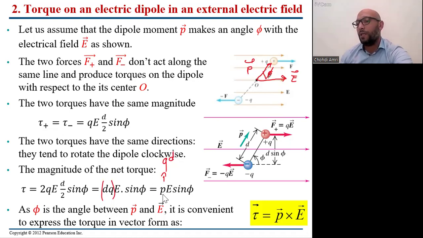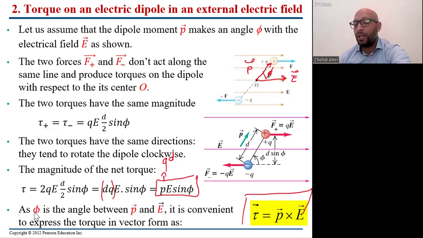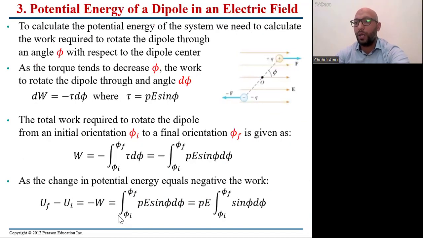So after that, we can realize that the torque is only P cross E, the dipole moment P crossed with the electric field E. The magnitude of this torque is PE sine theta. But please be careful about the theta, as phi is the angle between P and E. It's convenient to express the torque in the vector form P cross E. And like that, we are done with the torque.